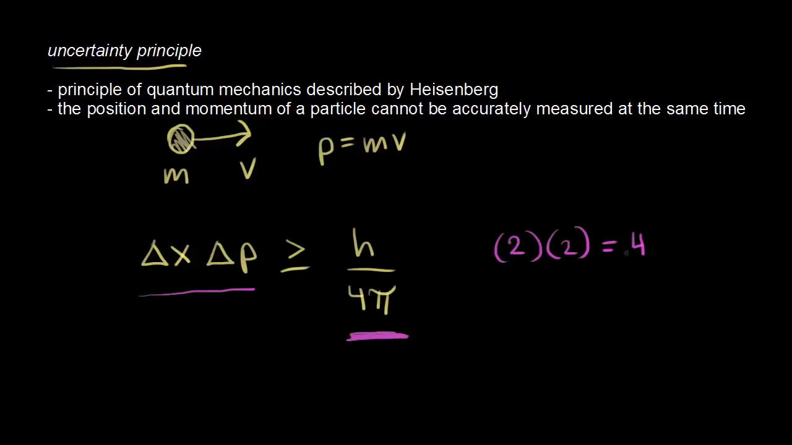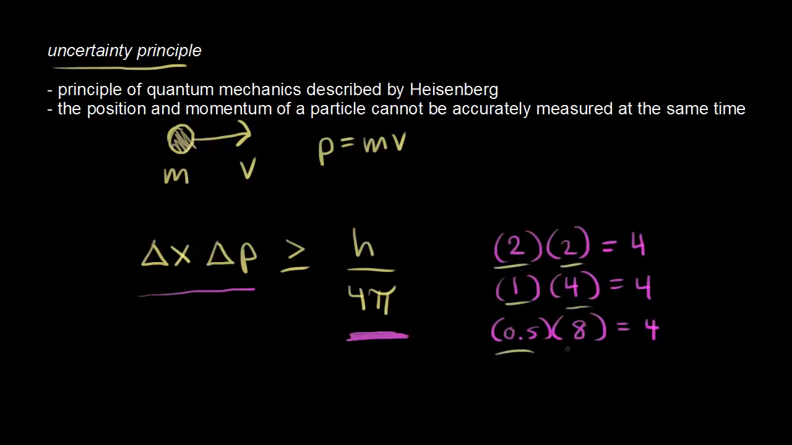So if 2 times 2 is equal to 4, if I decrease the uncertainty of the position to 1, the uncertainty in the momentum must increase to 4, because 1 times 4 is equal to 4. If I decrease the uncertainty in the position even more, to 0.5, I increase the uncertainty in the momentum. That must go up to 8, so 0.5 times 8 gives us 4. And so what I'm trying to show you here is as you decrease the uncertainty in the position, you increase the uncertainty in the momentum.